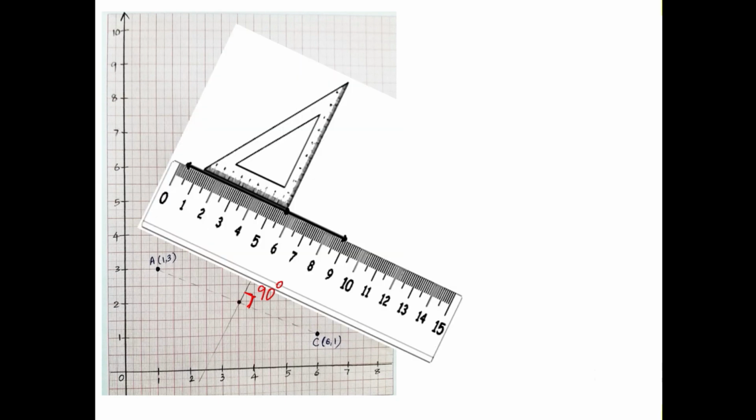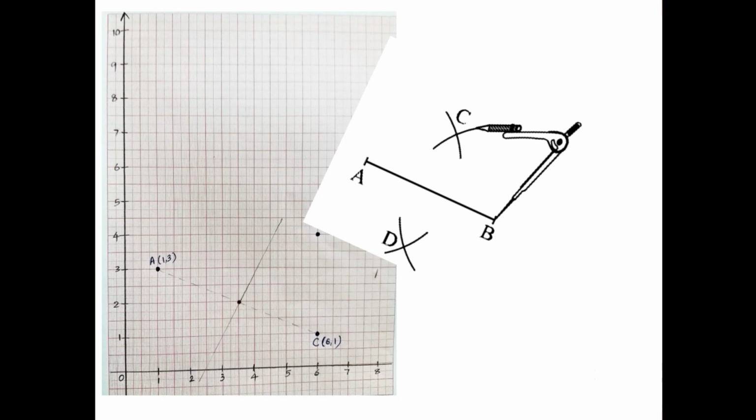You can use a ruler and a set square, where you keep the ruler along this line and keep the set square exactly at this point, and you just complete the straight line. Or you can use a compass to draw the perpendicular bisector with A and C as the endpoints and complete the construction of a perpendicular bisector.